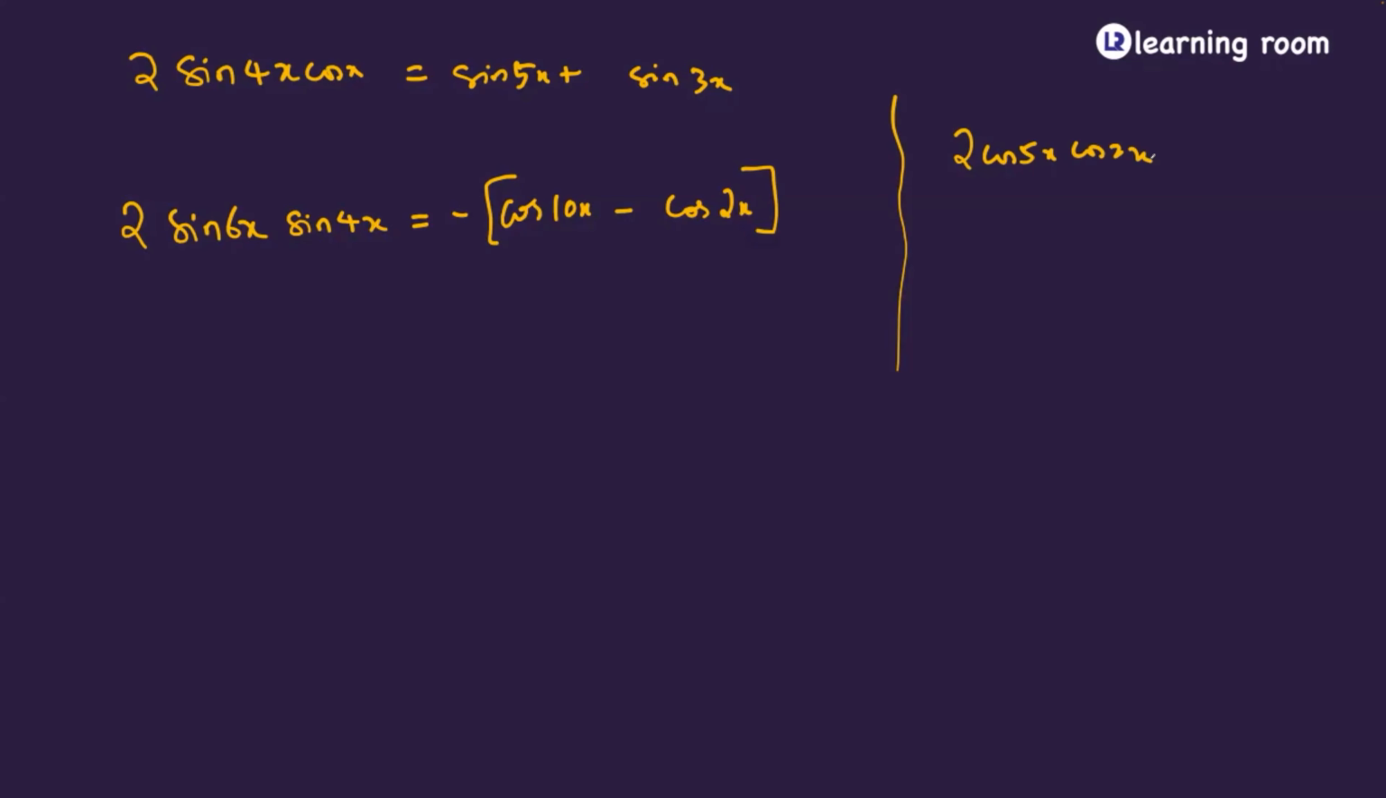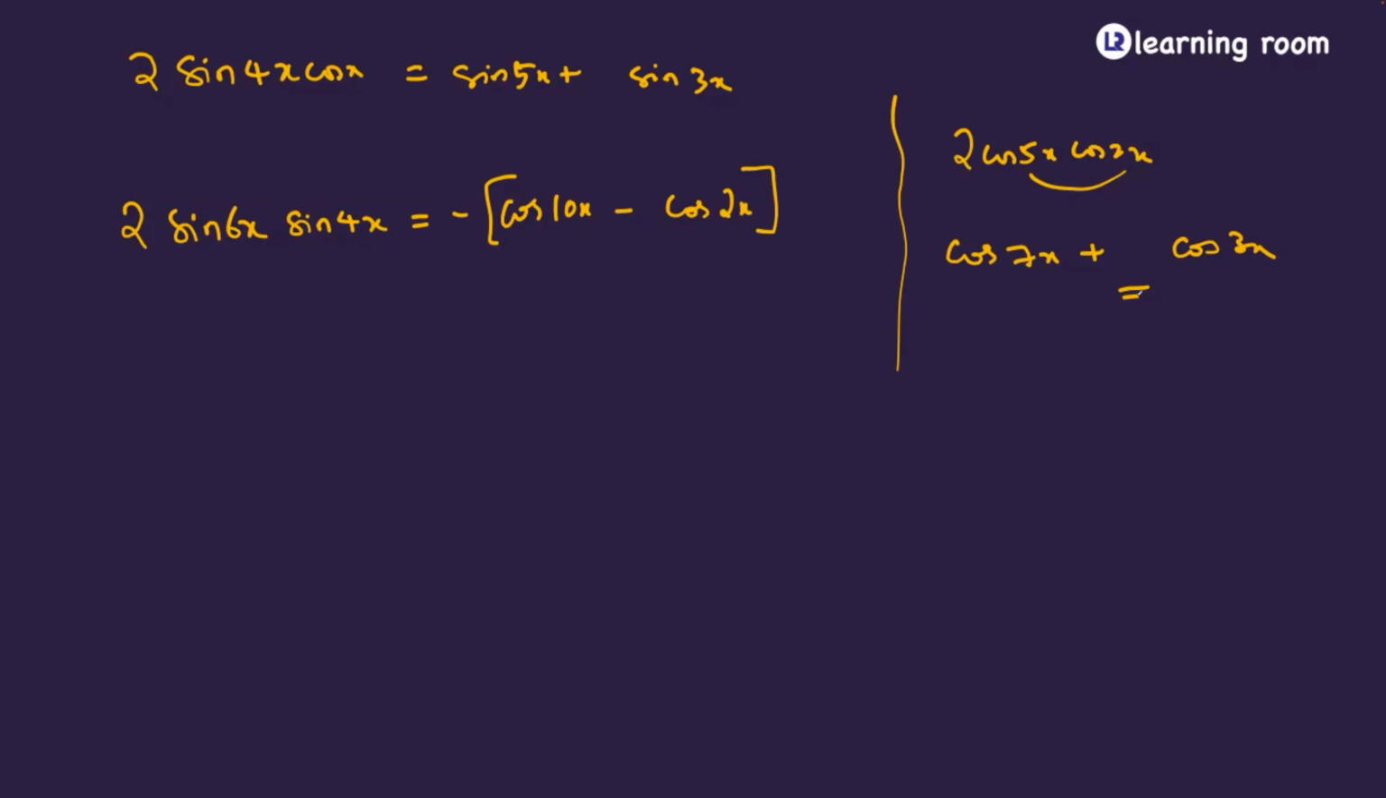2 cos 5x cos 2x. Cos into cos will happen with cos plus cos. So it will be cos plus cos, 7x. That's it. That is all you need to do.